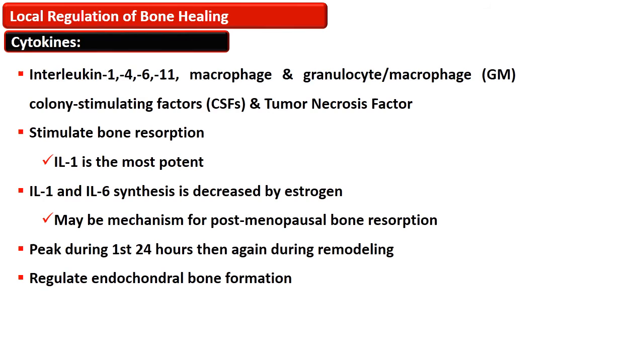Interleukin 1, 4, 6, 11, macrophage and granulocyte-macrophage colony stimulating factor, and tumor necrosis factor are the cytokines involved in the regulation of bone healing. Interleukin 1 is the most potent one, and it stimulates bone resorption. Interleukin 1 and 6 synthesis is decreased by estrogen, and the peak for this cytokine is during the first 24 hours, then it again increases during remodeling. It also regulates endochondral bone formation.